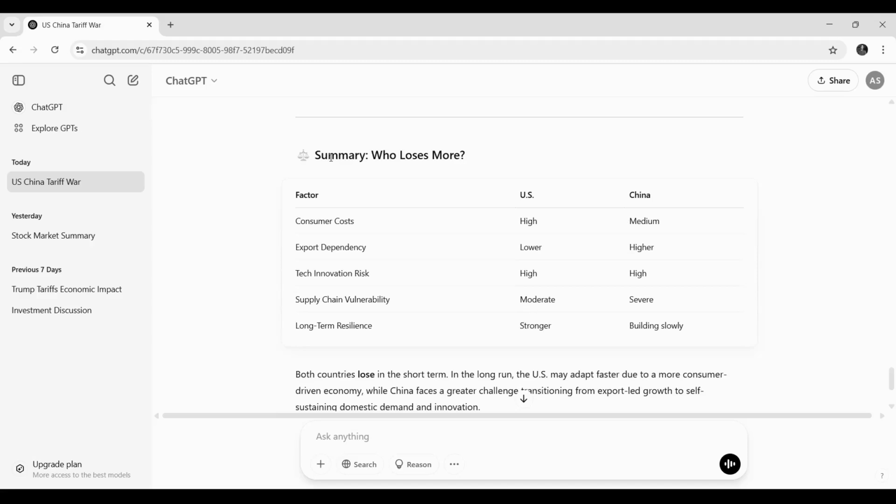Now here is a summary given to me by ChatGPT on who will lose more. If we talk about consumer cost, the people of America or the people of China, for whom will it be more damaging? Consumer cost will be high for the US and medium for China, so it will hurt US consumers more. Export dependency: the US has lower export dependency, and China has more, so this time it will be more hurtful for China.